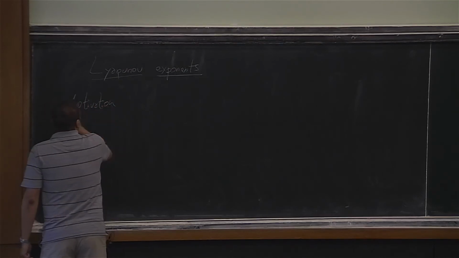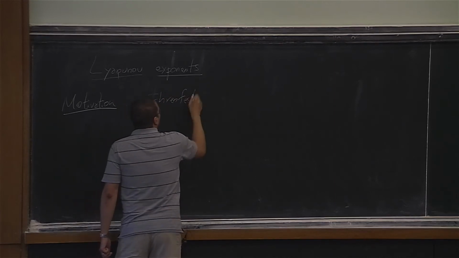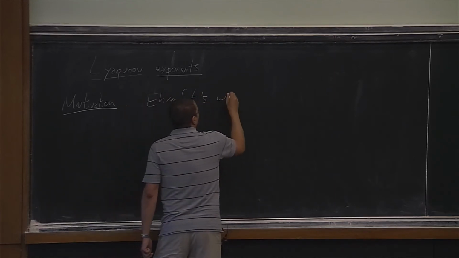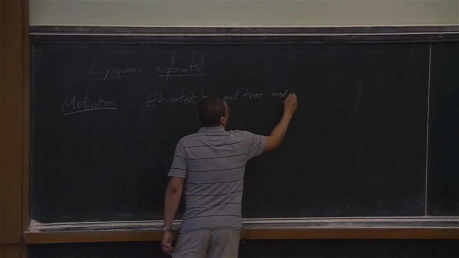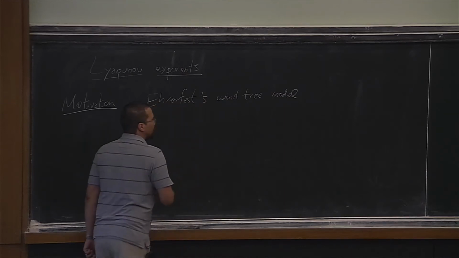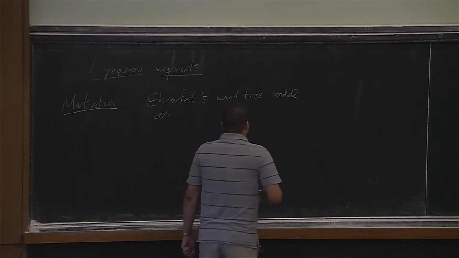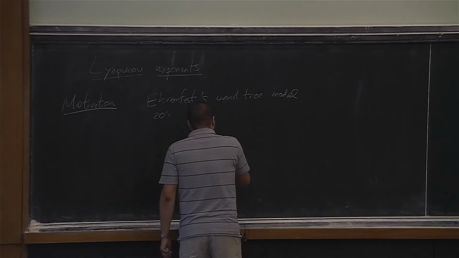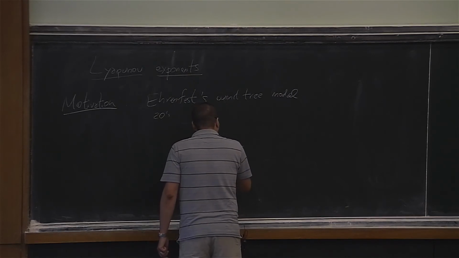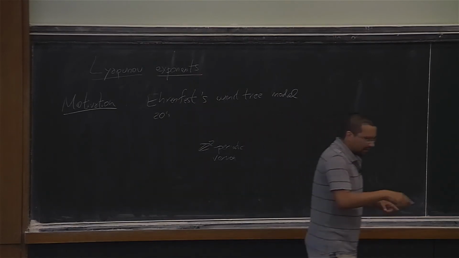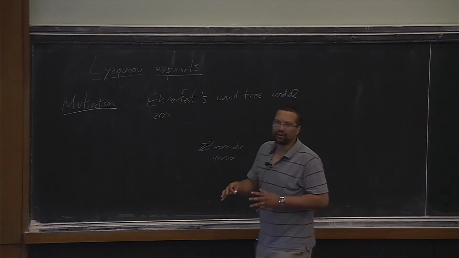So the motivation that I'm going to give is from the Ehrenfest wind-tree model. It's a model which Paul and Tatiana Ehrenfest proposed in the 20s, more or less, if I remember the dates correctly. So the Z^2 periodic version is the following. They were trying to understand how gases behave, and the idea to model gases is that you can replace them by billiards somehow.